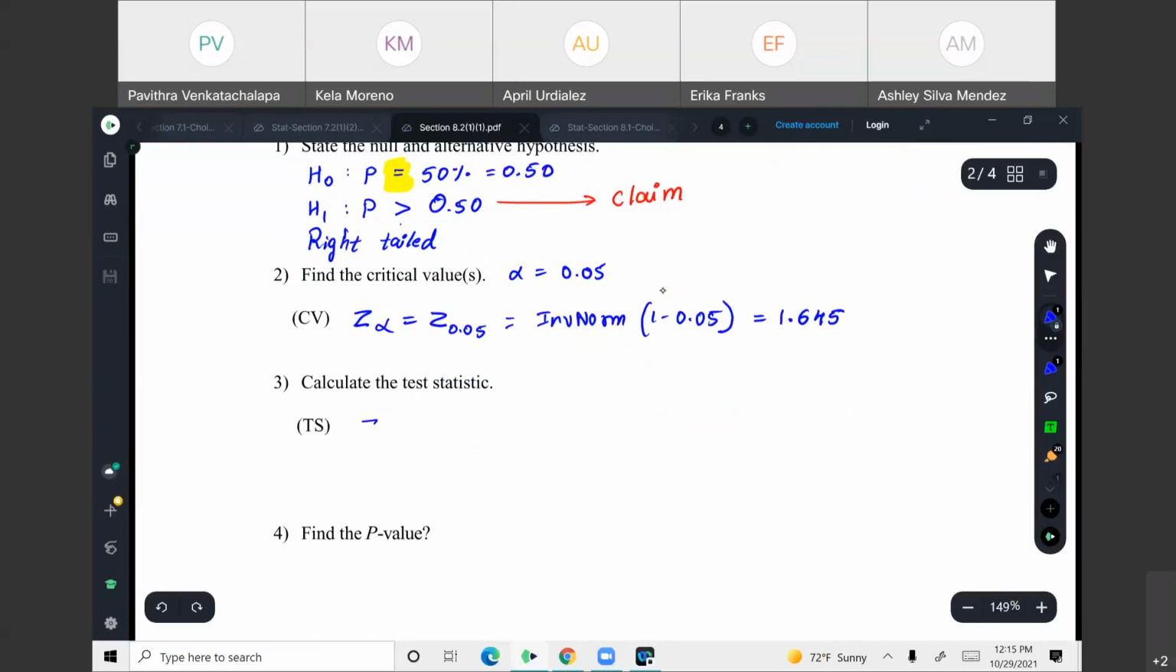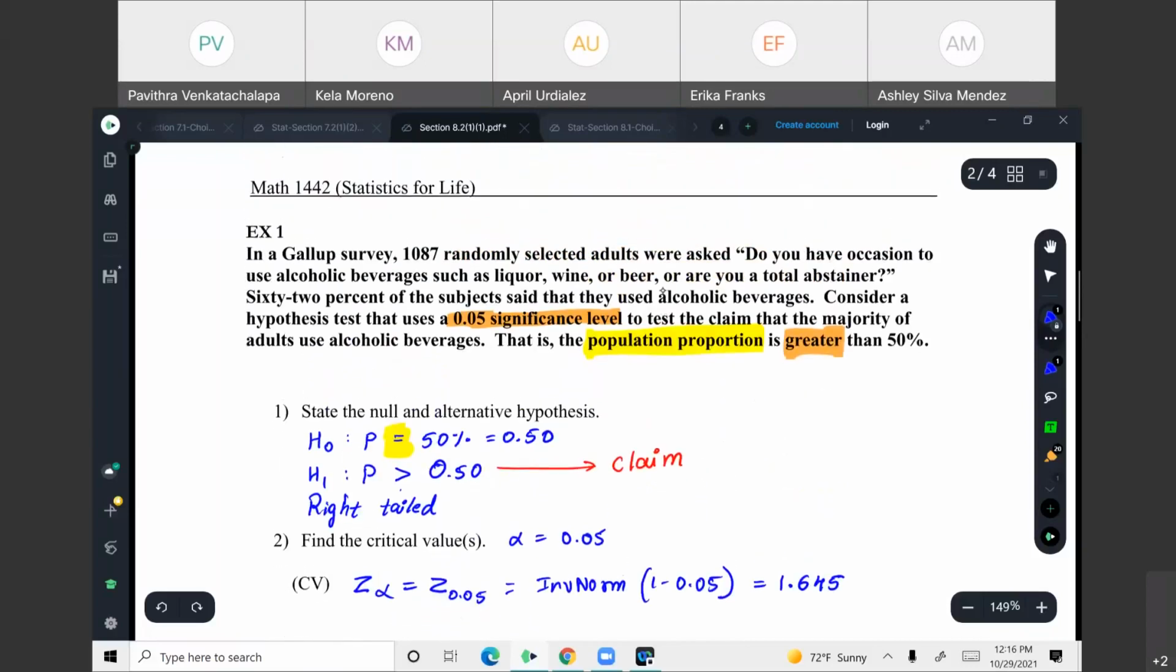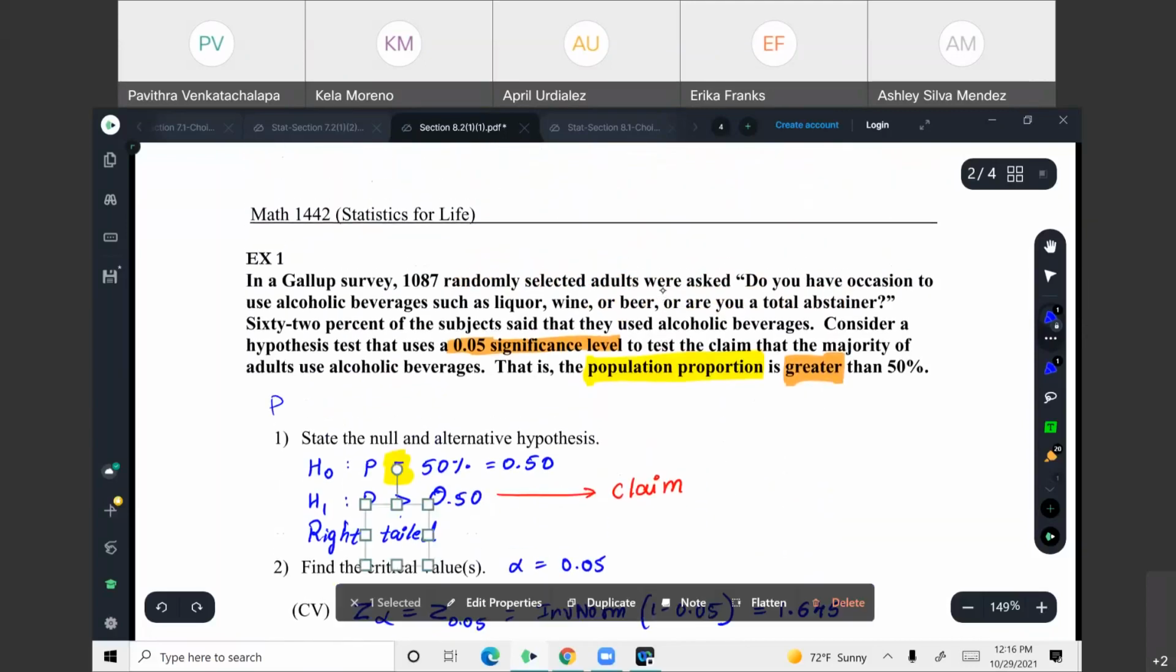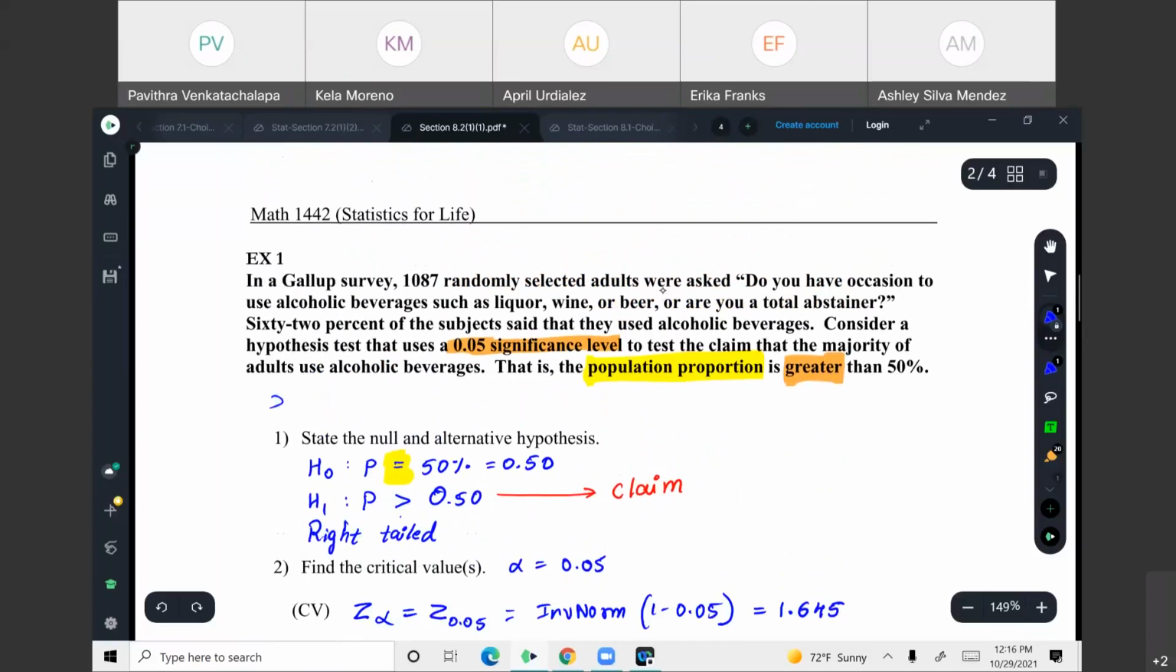Okay, then calculating the test statistic, that would be Z equal to P cap minus P divided by square root of P into Q divided by N. So this was the formula which we learned in section 8.1, P into Q divided by N. So from this, P cap is the sample proportion, 62%, so I will write it as 0.62, and N is equal to the sample size, 1087.